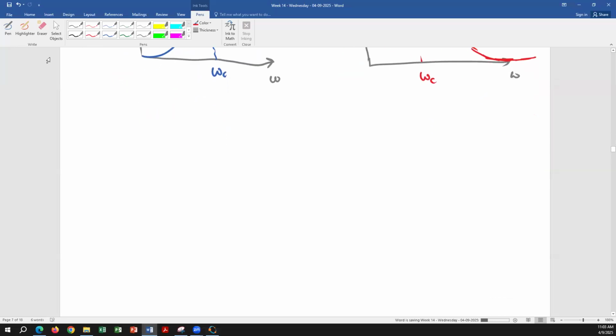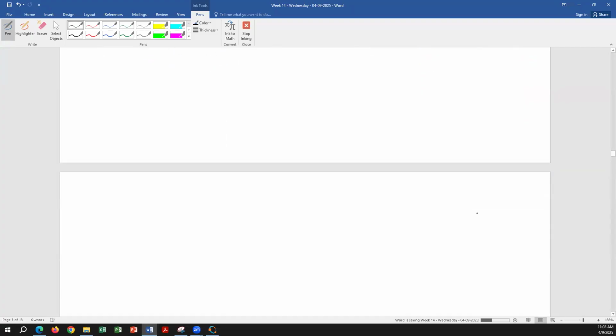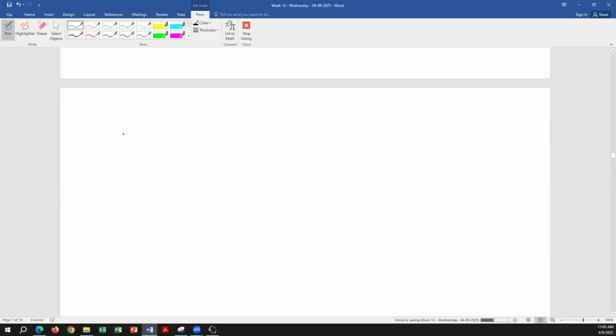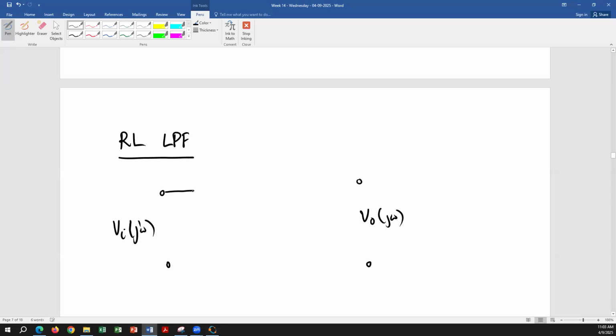Now let me ask you a question. Think about now our RL low pass and high pass filter, and suggest, if I want to do an RL low pass filter, input, output, how R and L will be connected. All right, so according to Chris, L on top and then R in parallel with the output. All right, Chris, explain why did you say that?